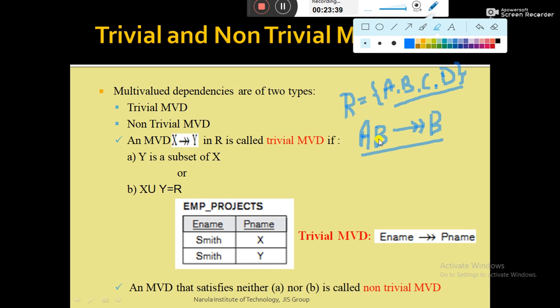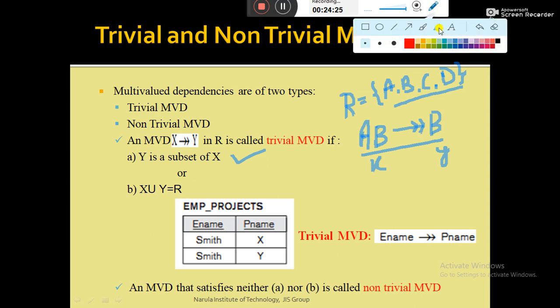Now, whether this is a trivial or non-trivial MVD, we have to check condition A and B. What is condition A? Whether Y is a subset of X. Here this is X and this is Y. Now check whether Y is a subset of X or not. Yes, B is a subset of AB. That means condition A holds. So if any one of the two conditions is satisfied, then we can say that the MVD is trivial. So in that case, this is a trivial MVD.